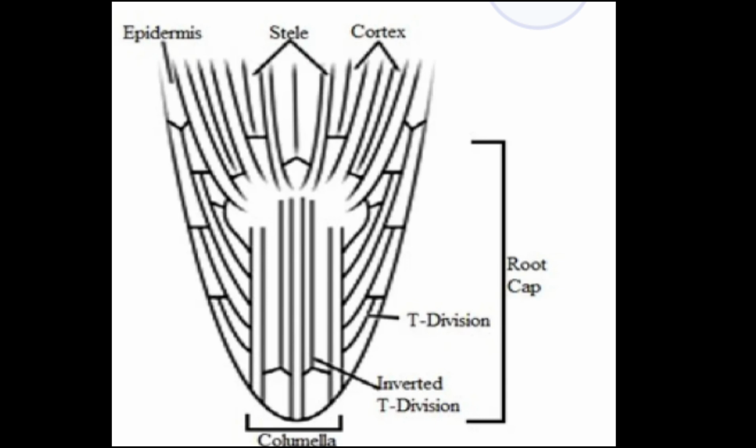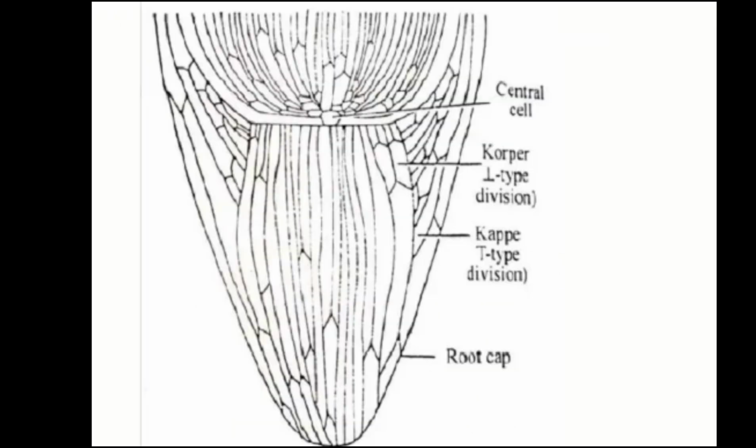Then in the Korper-Kappe theory, in the central region of the root cap, the cells are arranged in longitudinal files which we call columella, and the cells of this region divide rarely. Like the Korper-Kappe theory of the root apex, the tunica-corpus theory of the shoot apical meristem is also based on the plane of cell division. So these two theories show similarities in the organization of the apical meristem.